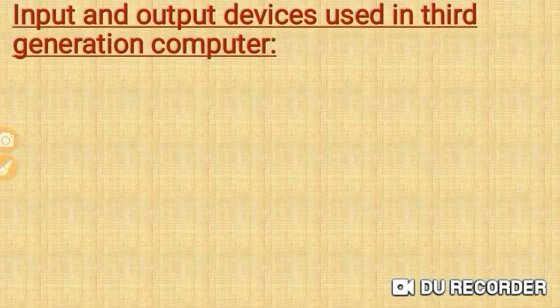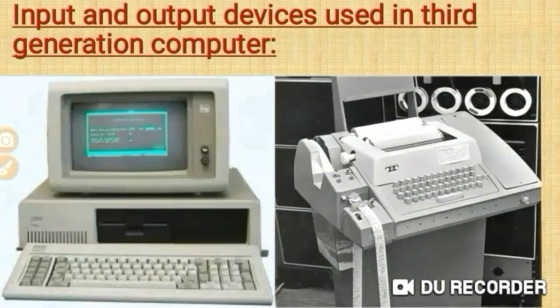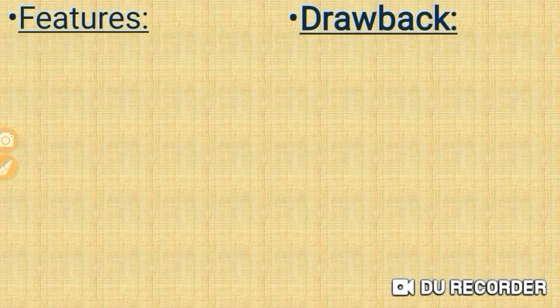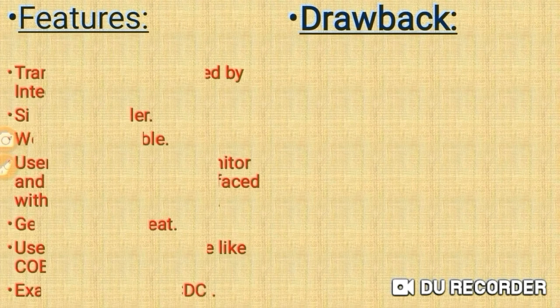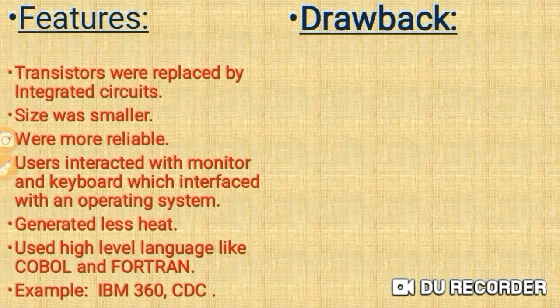Input and output devices used in third generation computer. In this generation, monitor, keyboard and printers were used as input and output devices. Monitor and printer were the output devices and the keyboard was the input device. We are using the keyboard at present also. It is the most popular input device. Now, let's see the features and drawbacks of this generation computer.